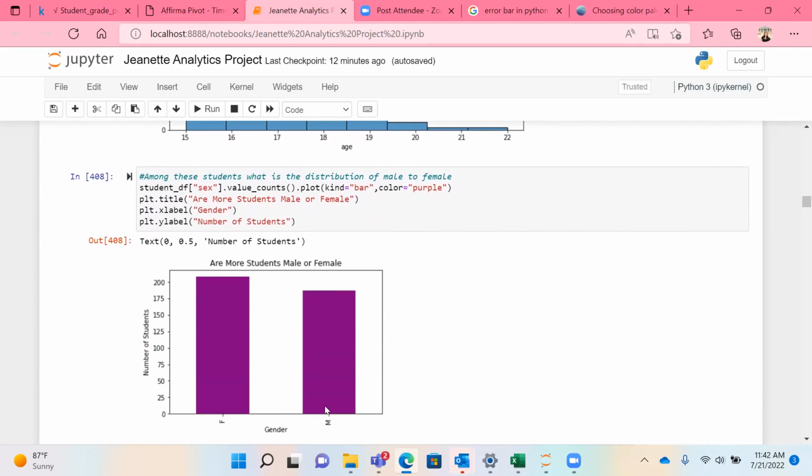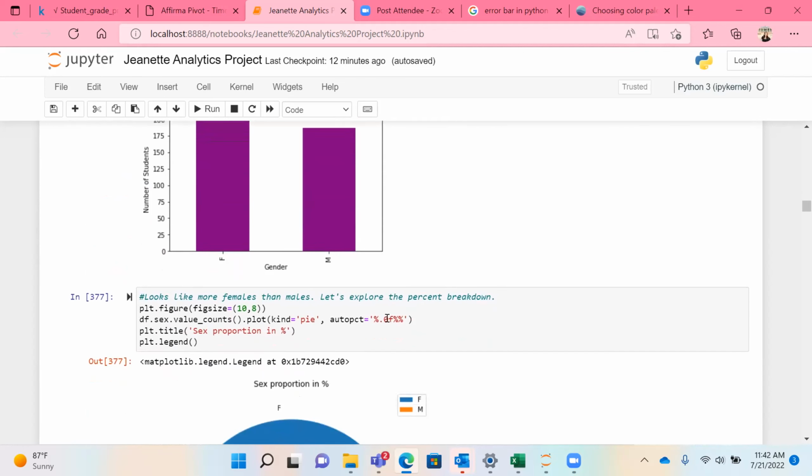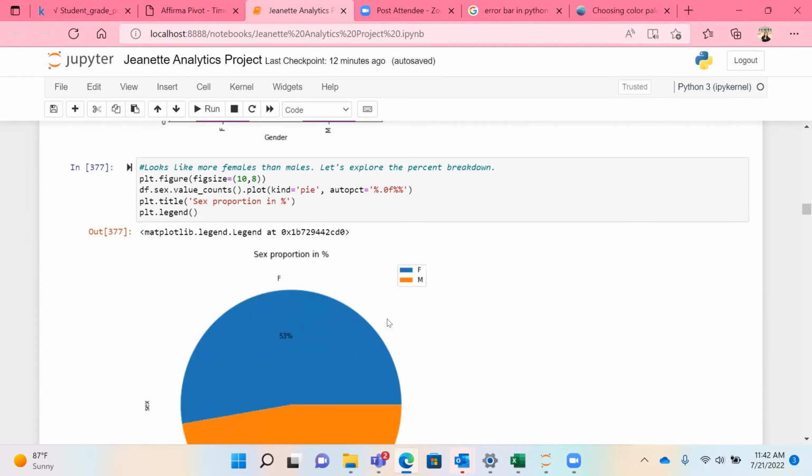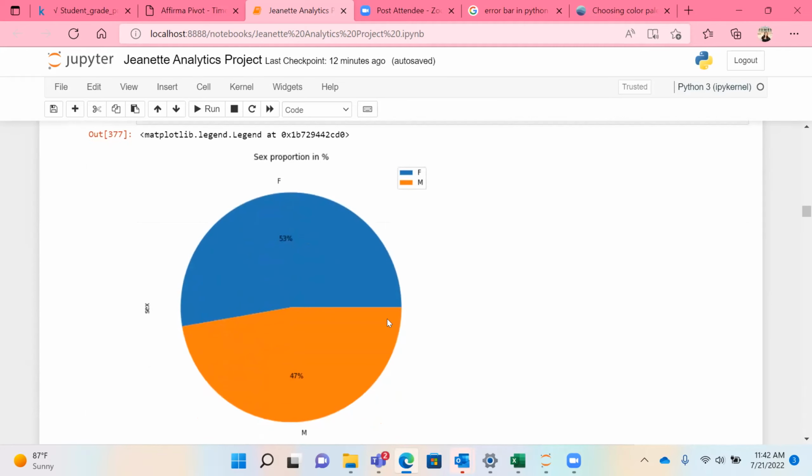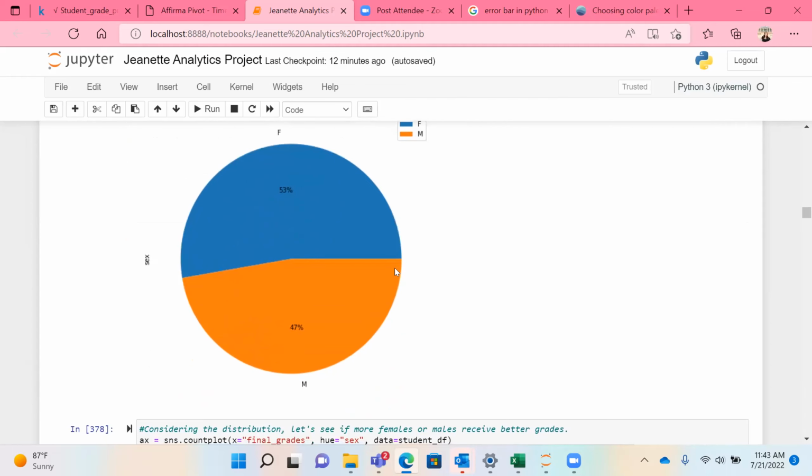Going on, I wanted to see where the gender distribution lies, and I found that there are more females than males. And then I took that a step further, and I wanted to see the actual proportion, and I found that there is not too much of a difference, but a little bit more females than males.